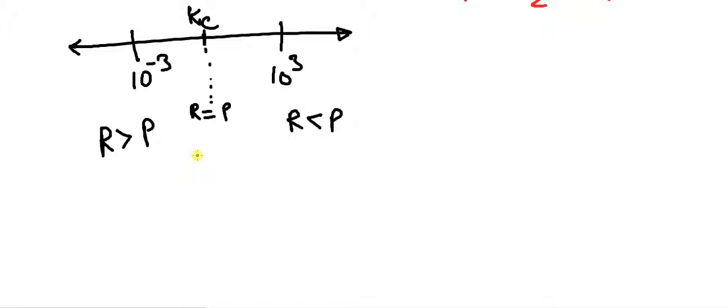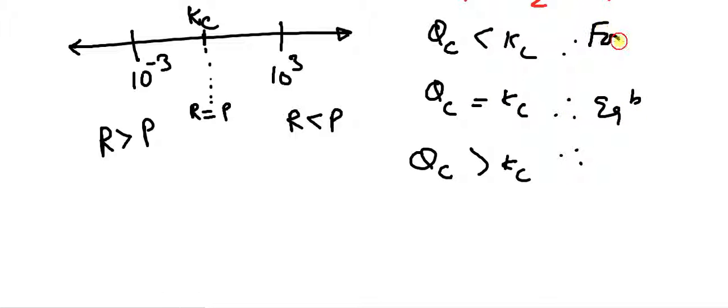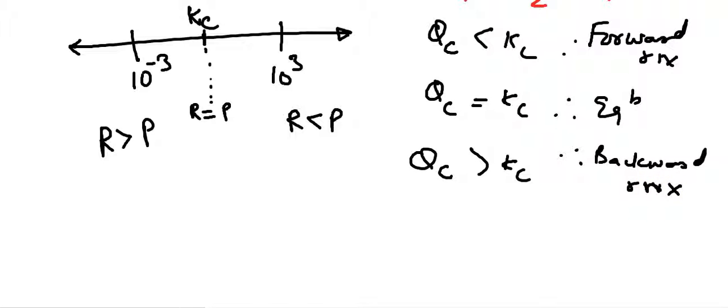What will happen if forward, backward, or this? We have Qc, three cases. Again, it's similar to that only: less than Kc, equal to Kc, greater than Kc. So what's gonna happen? Obviously this is gonna remain at equilibrium stage. This is going for forward reaction, this is going for backward reaction. Okay, forward reaction, backward reaction.